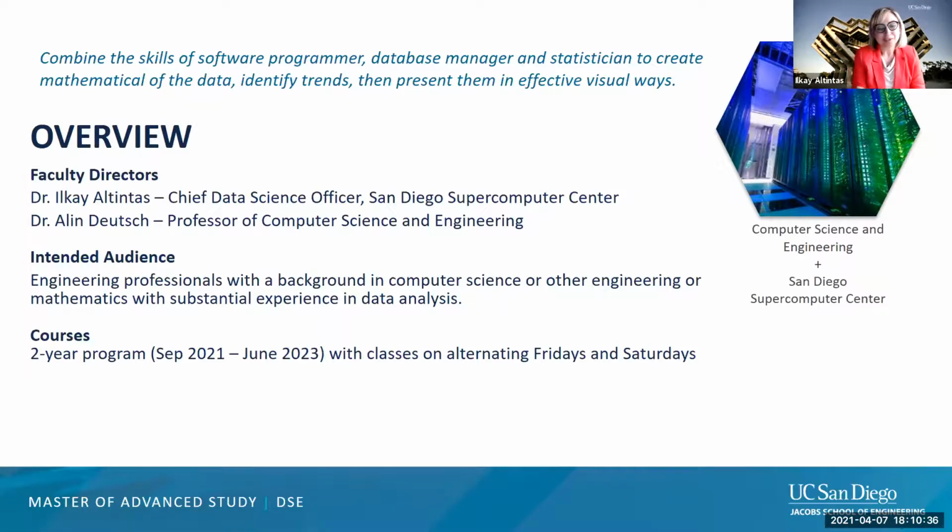The program is a 2-year program, like you heard from other programs as well. There will be a lot of repetitions here that I'll refer back to. The cohort that we are accepting applications for starts in September 2021 and ends in June 2023 with a capstone presentation, as I'll explain. And typical of these MAS programs, it has classes alternating Fridays and Saturdays. Every other week, you'll be here for the classes on Fridays and Saturdays.